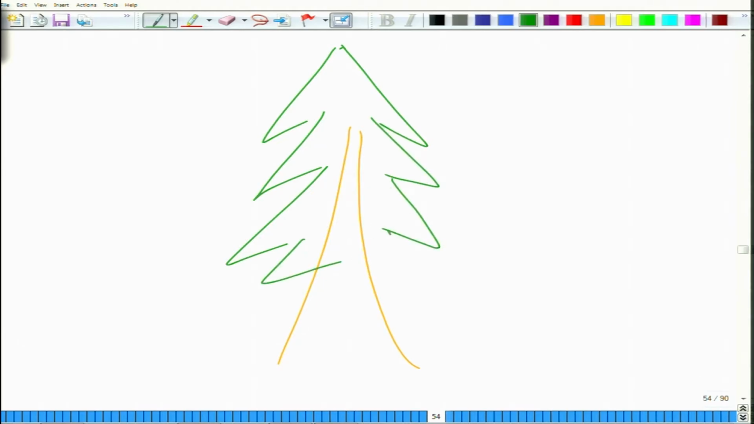Now this particular shape facilitates that if you have snowfall, this snowfall moves down to the ground. So it is not able to accumulate very much on top of these trees, and because of which these trees are able to withstand heavy snowfall as well.